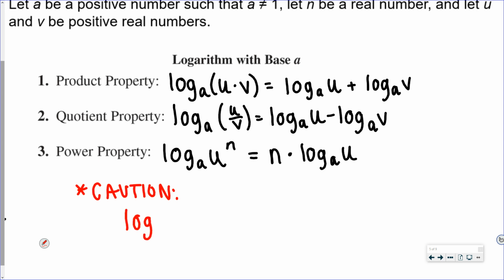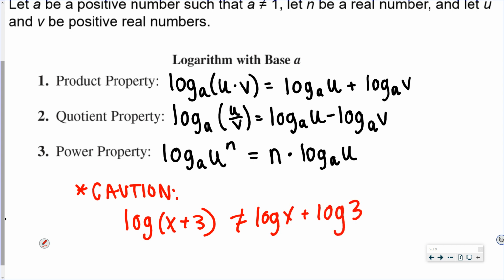If you have the log of a sum, that is not the same as distributing, if you will. You can't do that. The only way we could separate these with addition is if this was a product. If we had x times 3, then we could separate them and do the log of x plus the log of 3. People try to use the product property on a sum. That doesn't work, and you can't distribute logs.